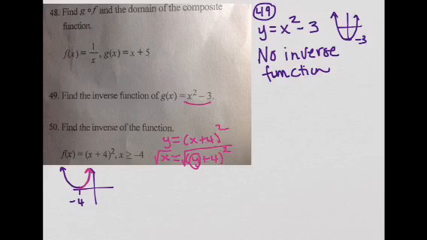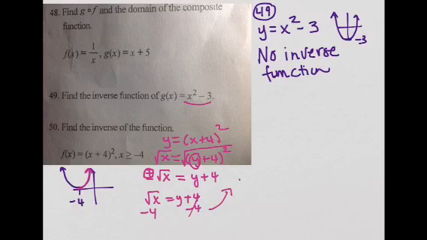And remember, when you take the square root, you're going to put plus or minus square root of x equals y plus 4. But because we're looking at the right side of the parabola, we're picking the positive root. So we're no longer going to put plus or minus. We're just going to put square root of x equals y plus 4. Subtract 4. So y equals square root of x minus 4. Now be careful, the minus 4 has to be outside of the radical.